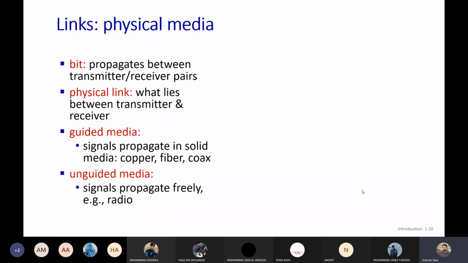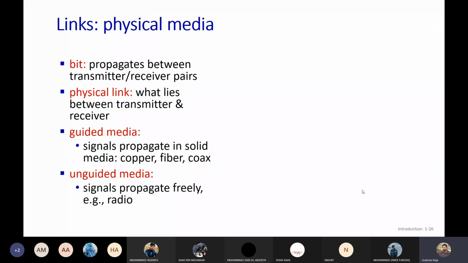Now links, types of links. We have various types of links. So let's define this, but before we define the link types, a bit is a binary digit. I hope you are very familiar with it, and it propagates between transmitter and receiver pairs. So basically your packets comprise a number of bits, right? And what is a physical link? What lies between transmitter and receiver. And a physical link can be wired or wireless.